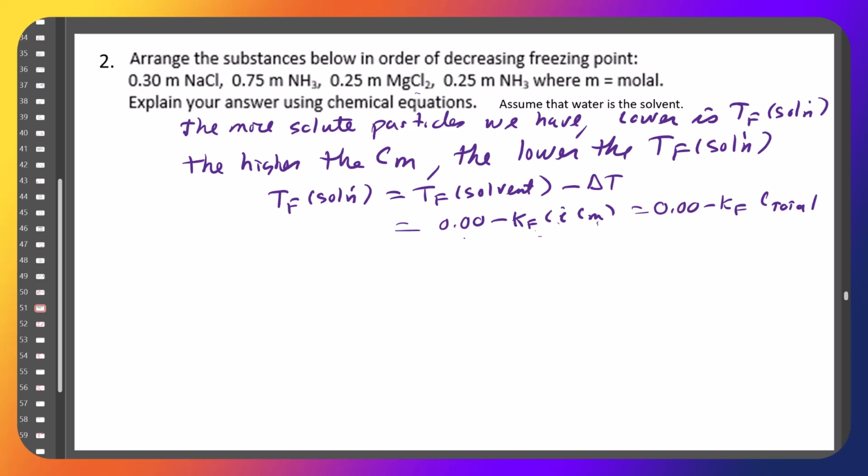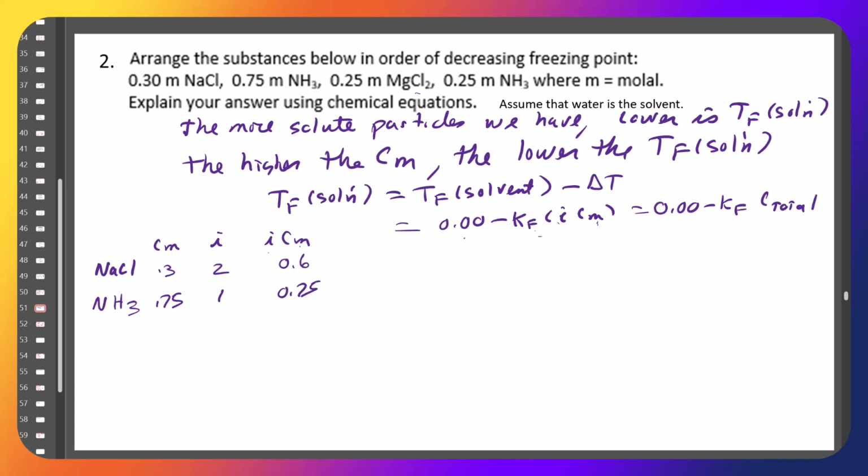So let's make a little table here. Let's say we have sodium chloride, that's our particle. This will be Cm, and this will be i, and a third column for i times Cm. So for NaCl, we're given this as 0.3. We know that i is 2, so i times Cm is 0.6. The next one is ammonia. It's not a metal, non-metal, so we assume no ionization. Its concentration is 0.75. i is equal to 1. i times Cm is 0.75.